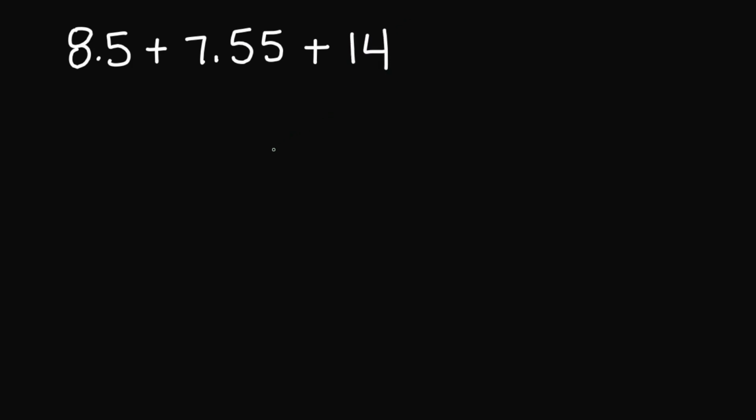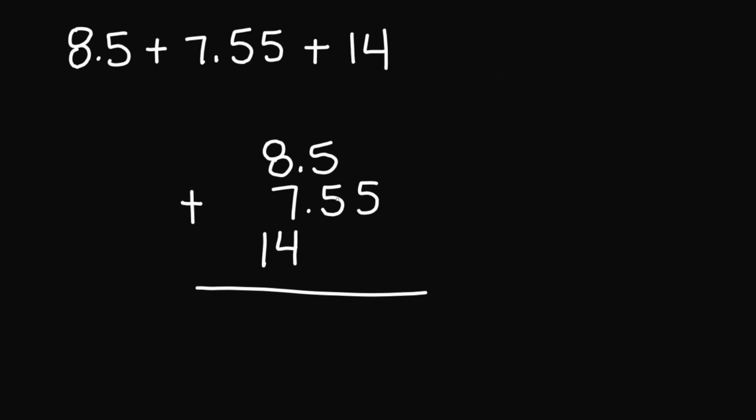All right, so we're going to continue doing what we were doing before. We're going to line up our decimal points and our numbers. I'm going to write 8.5 here plus 7.55 plus 14. All right, let's go ahead and fill in the gaps. So I'm going to add my imaginary 0 here. I'm going to add my decimal here and my imaginary zeros here.